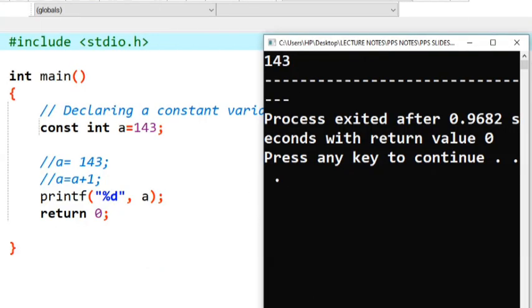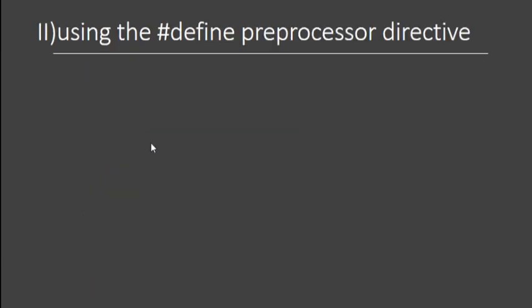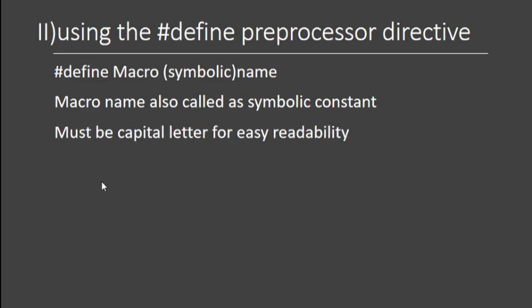So I'll go back to the program. This is the program we wrote. This is nothing but a constant value represented with the const keyword. Next, we are going to discuss another way of representing a constant value by using the #define preprocessor. So #define macros. A macro is a symbolic name. Macro symbolic representation. A macro name is also called a symbolic constant.